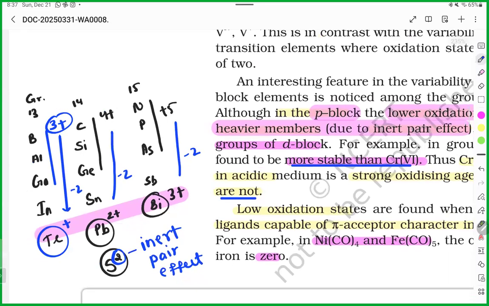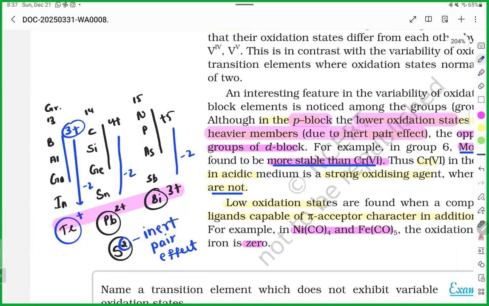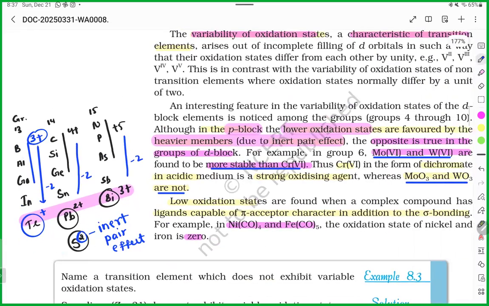Now tell me both of you, any doubt, Sarah? No, sir. Understood what is inert pair effect? Yes, sir. Samarth, was it easy to understand? Yeah, sir. Inert pair effect means one pair of electrons is inert, not active for the bonding, for oxidation state.